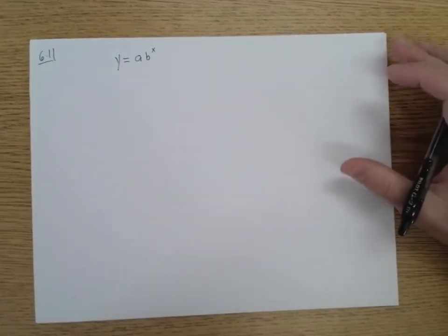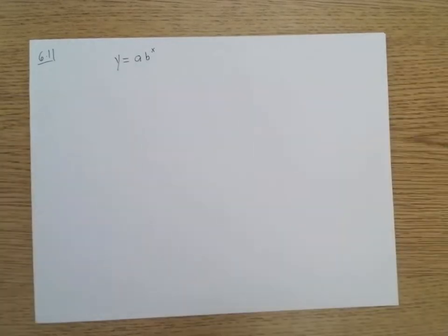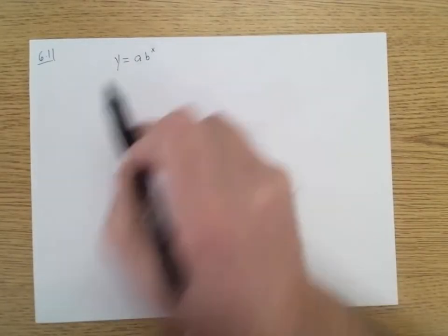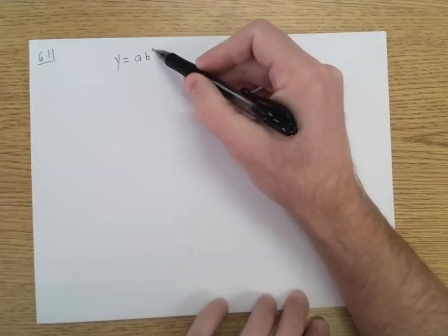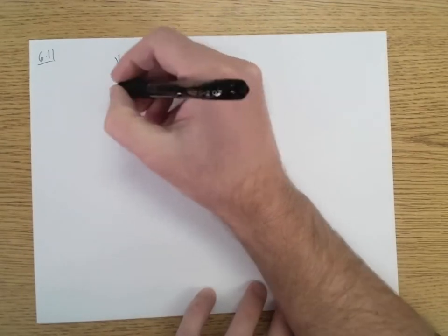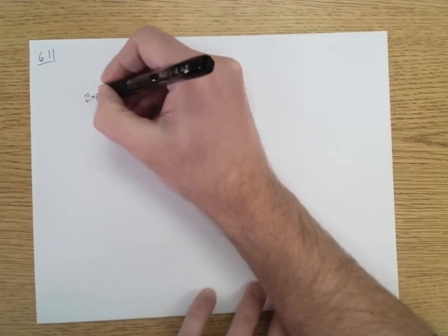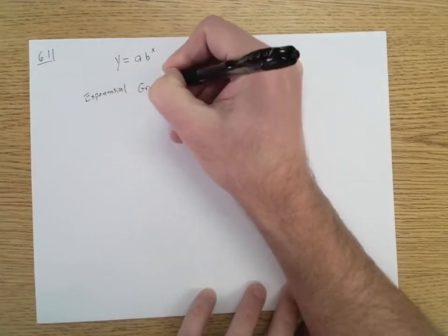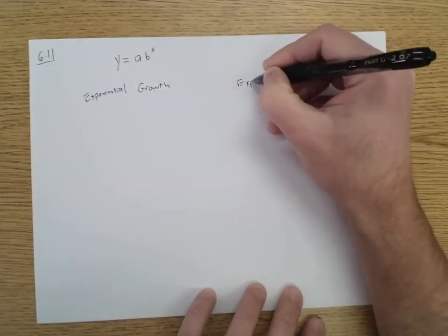Okay, this is section 6.1, and in this video we're going to talk about how to graph a simple exponential growth or exponential decay function. What I have here is just an example of what we call an exponential growth function. The key thing is that the x variable, which could be something else, is always part of the exponent. When you have an exponential function, it could be exponential growth or exponential decay.